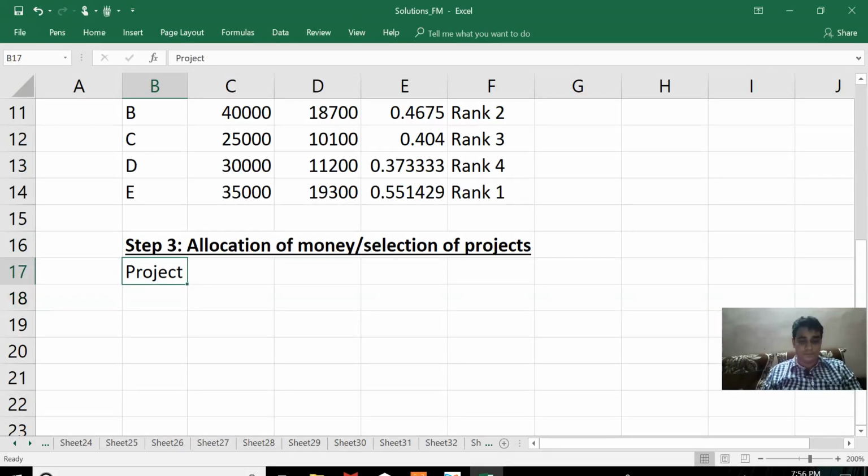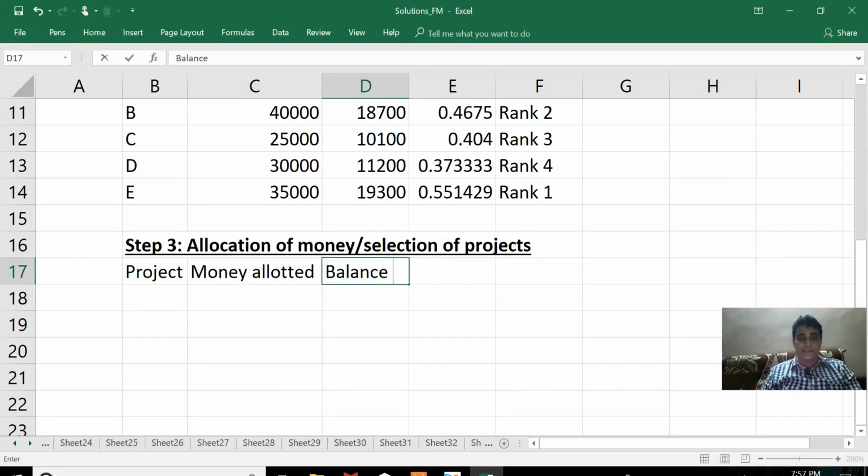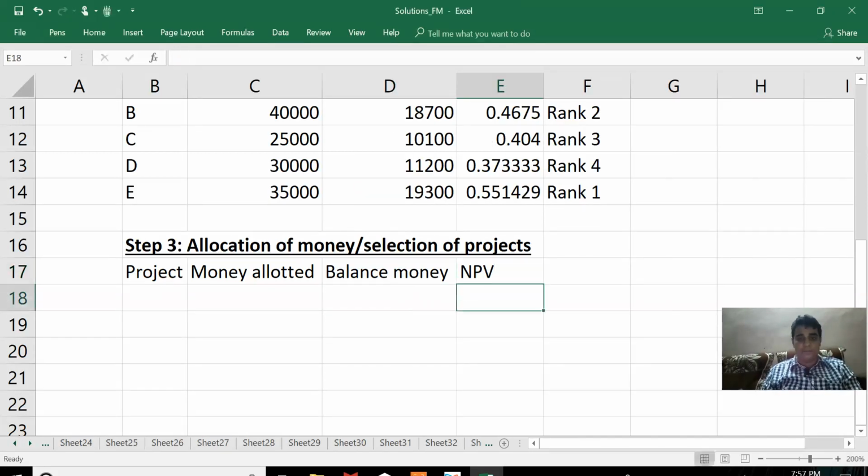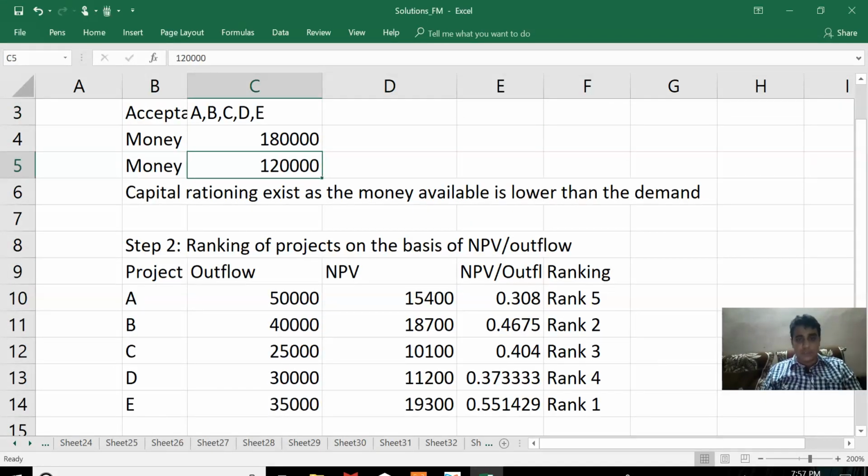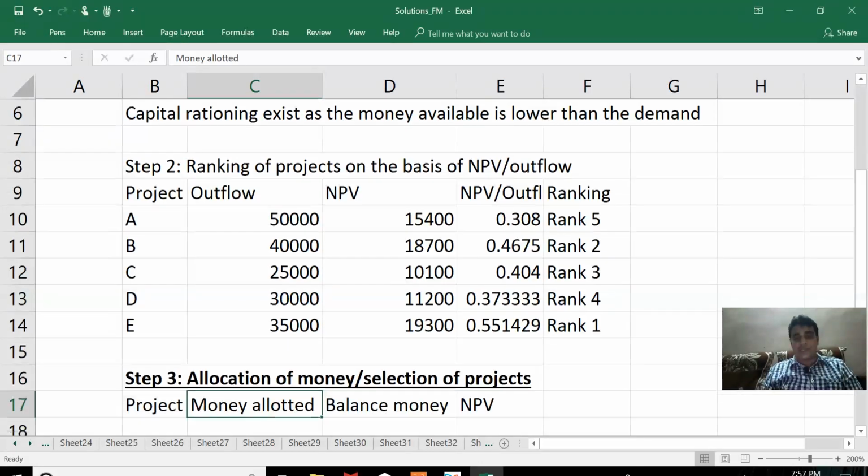Project, money allotted, balance money, NPV. Now I have 1,20,000. I'll first start with a rank 1 project. If I have sufficient money, I'll do the rank 2 project. Sufficient money, rank 3 project. Sufficient money, rank 4 project. It goes on. Anyway, you cannot do all the 5 projects because adequate money is not there.